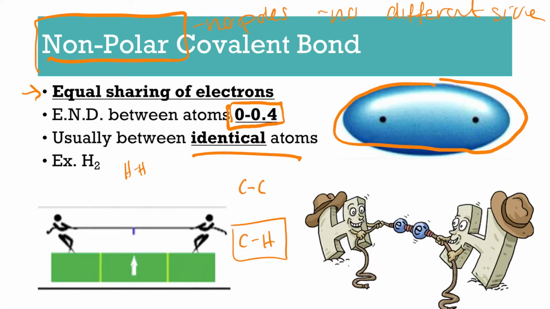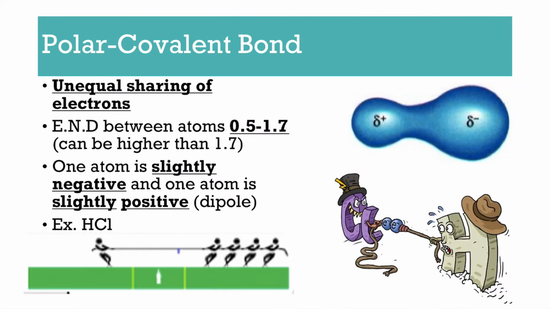So you should have said carbon has an electronegativity of 2.6, H has an electronegativity of 2.2. So when you subtract that, you get 0.4. And so anything 0.4 or less is a nonpolar bond. And you can think of it as tug of war. You have two even sides pulling against each other.